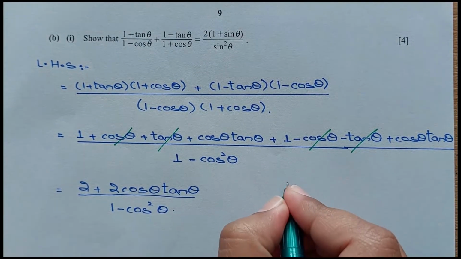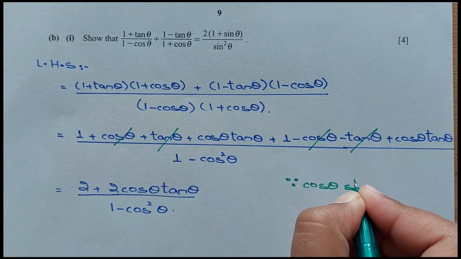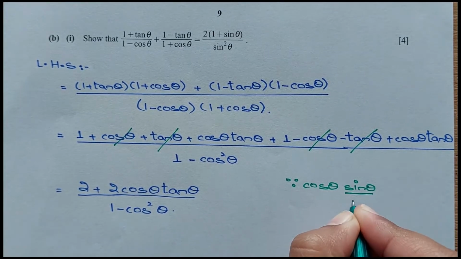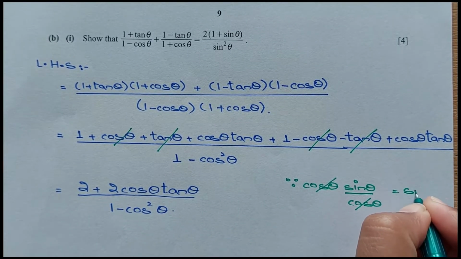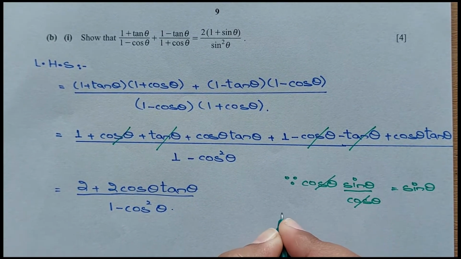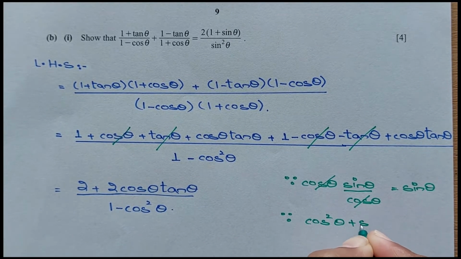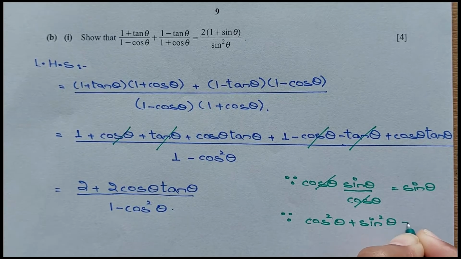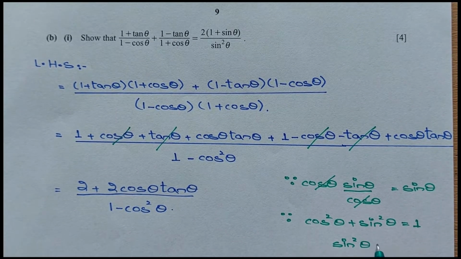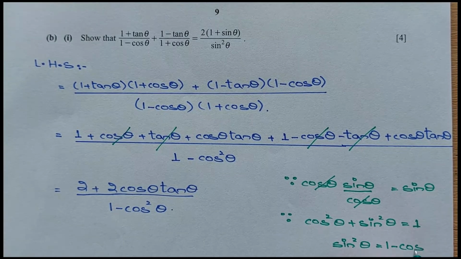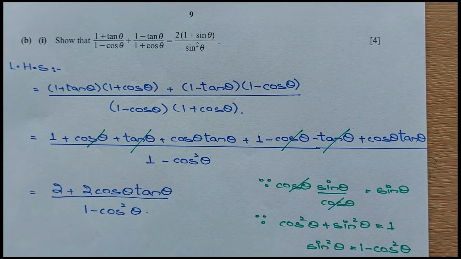Okay, so now here we are using cos theta, and tan theta is sine by cos theta. Sine theta by cos theta, so this is just sine theta, right? And we are using an identity that cos square theta plus sine square theta is equal to 1, and sine square theta is going to be 1 minus cos square theta. So this 1 minus cos square theta is just sine square theta.